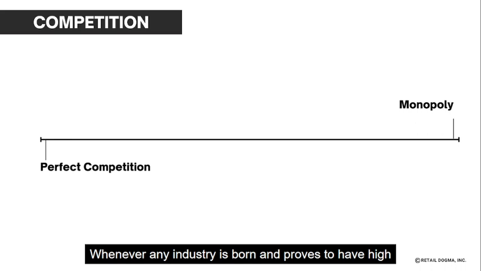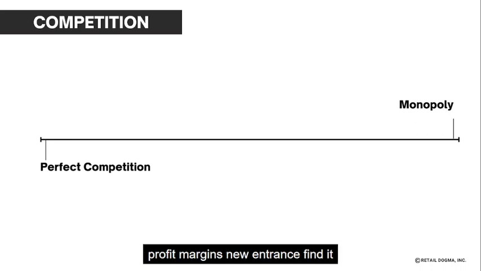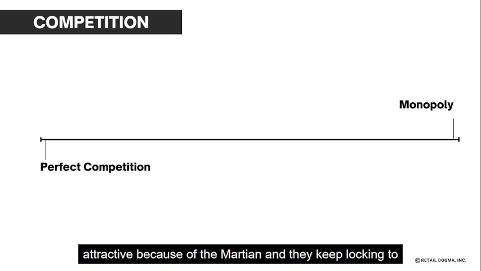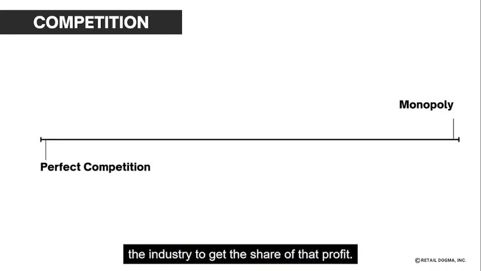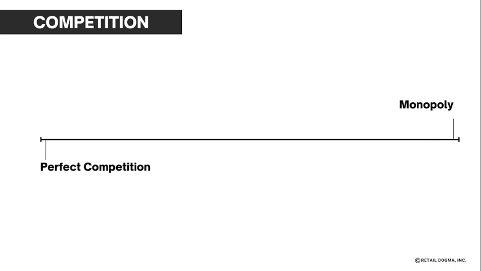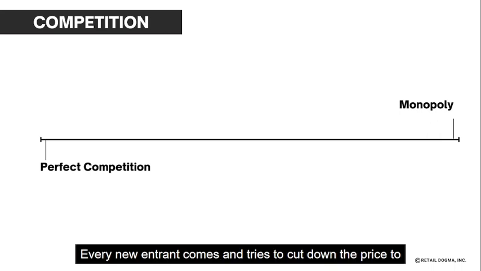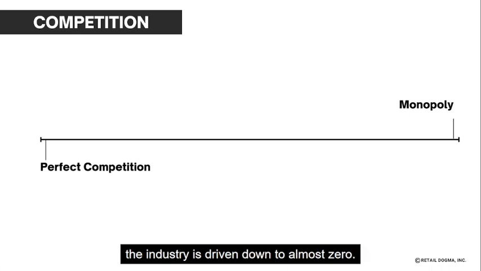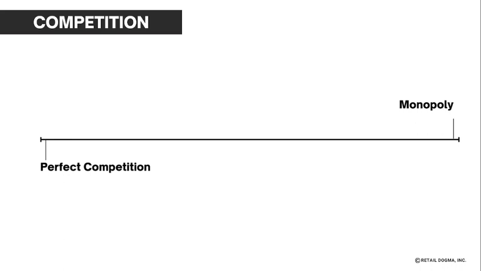Whenever any industry is born and proves to have high profit margins, new entrants find it attractive because of the margin, and they keep flocking to the industry to get a share of that profit. Every new entrant comes and tries to cut down the price to take some market share, until at the very end the profit of the industry is driven down to almost zero. At this point, some players quit and close the business, and others choose to survive until the weaker ones exit and they can raise the prices again.